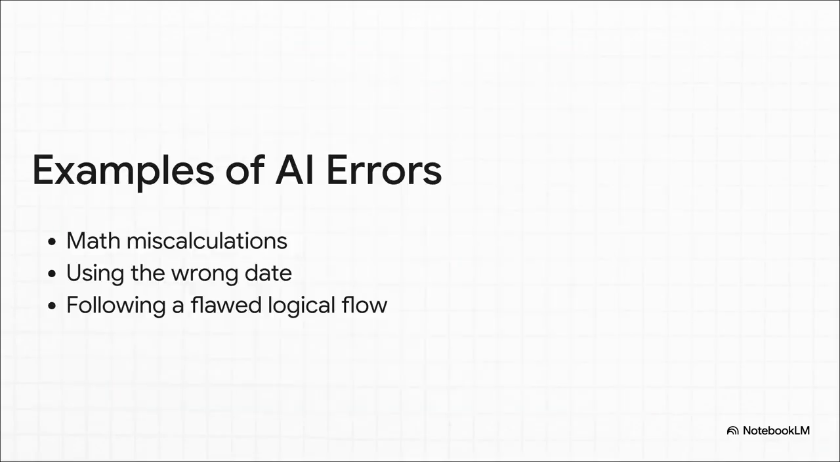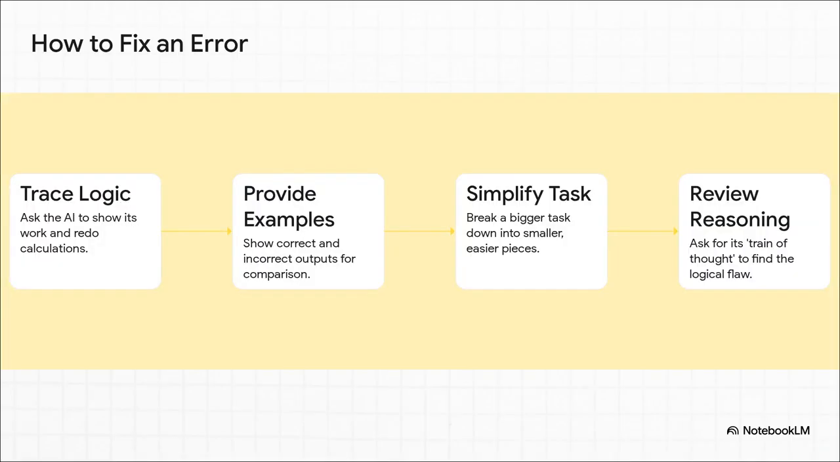So what does this look like? Well, it could be a simple math mistake. Or maybe it pulls the right info but sticks the wrong date on it. Or maybe it tries to follow your instructions, but it gets the order of operations all mixed up. The key thing to remember is that you can trace it all back to a real, verifiable source. So how do we fix this? You basically act like its math tutor. You ask it to show its work, to give you its train of thought so you can see where it went off the rails. A great technique is to break the big problem down into smaller, simpler steps. Or you can even just show it an example of a right answer versus the wrong one it gave you. You're just tightening up the logic.